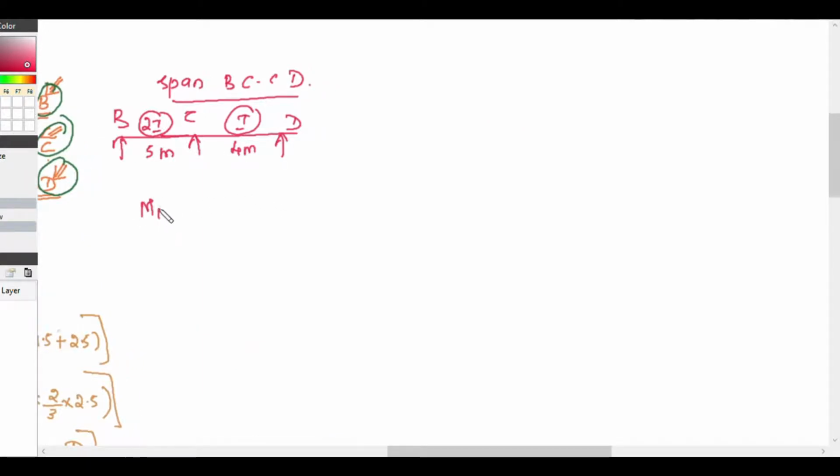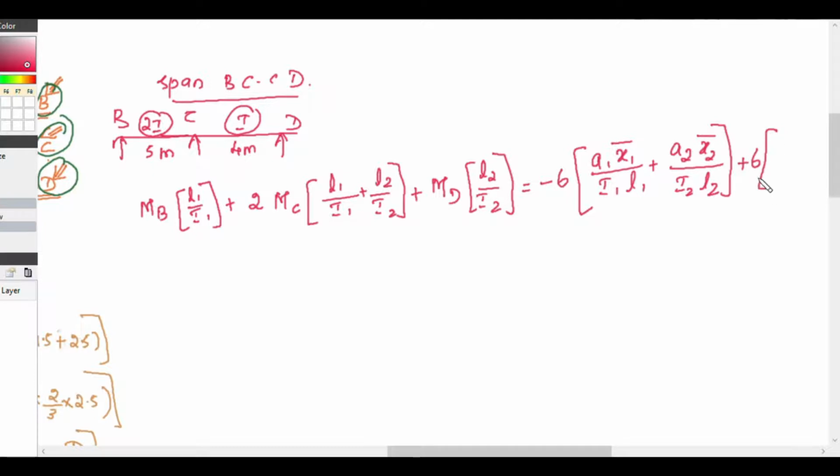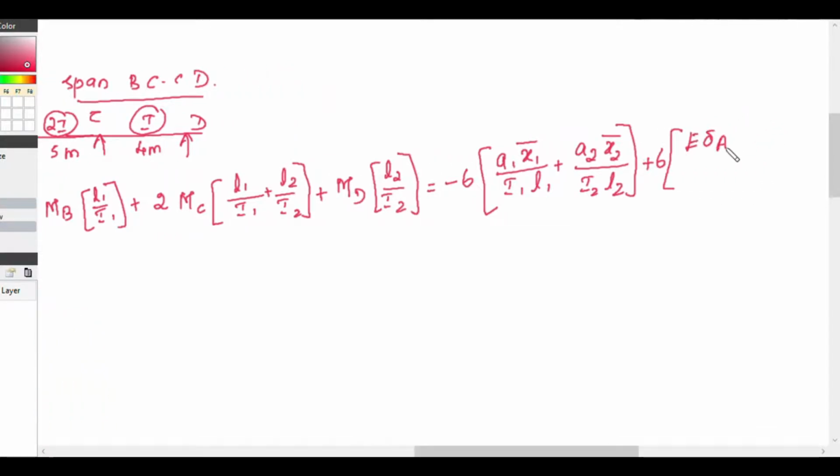MB, that is the first support, MB into L1 by I1 plus the intermediate support, 2 times MC into L1 by I1 plus L2 by I2, plus MD into L2 by I2 is equal to minus 6 into A1 x1 bar by I1 L1 plus A2 x2 bar by I2 L2 plus 6 into E delta A by L1 plus E delta C by L2.